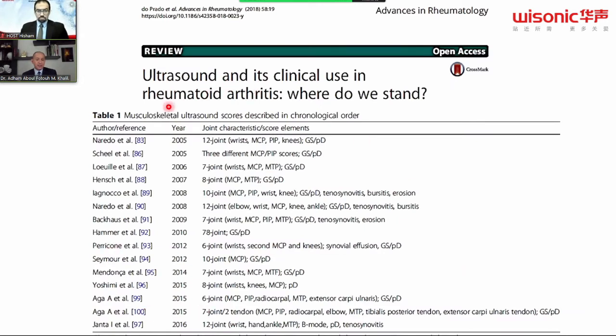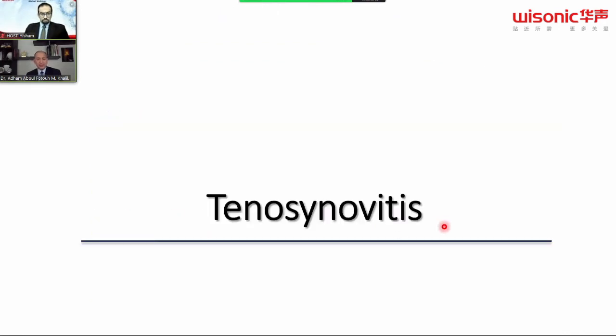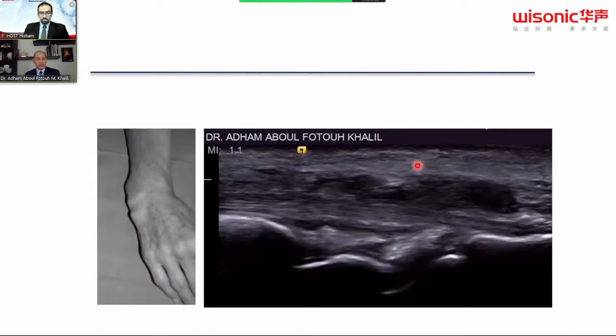So again, this is a quick review of some patient scoring. Now, this is patient level scoring that detects 12 joints, 3 joints, 7 joints, 8 joints, 10 joints, and so forth. And like I told you, we have evaluated this score, a 7-joint score done by Marina and the other colleagues. And I have the honor to have participated in one of the studies that studied the reliability of the score and found it very reliable. Now, the element of tenosynovitis is also involved in rheumatoid arthritis.